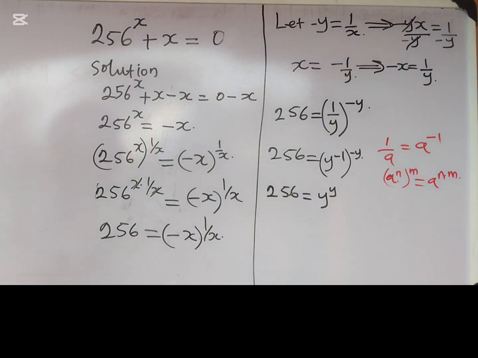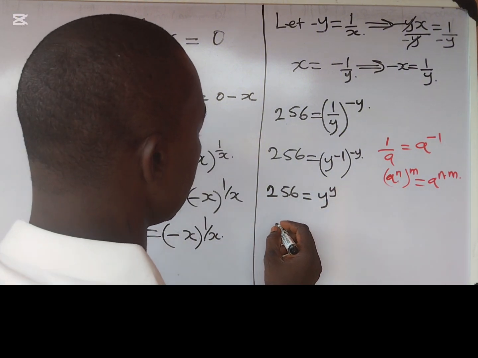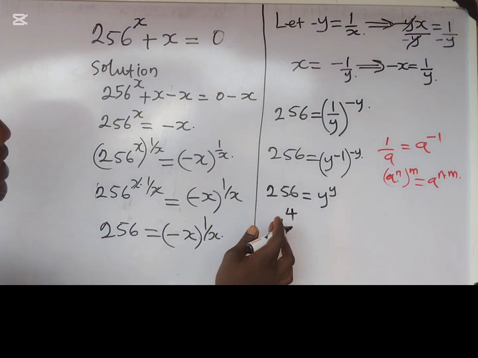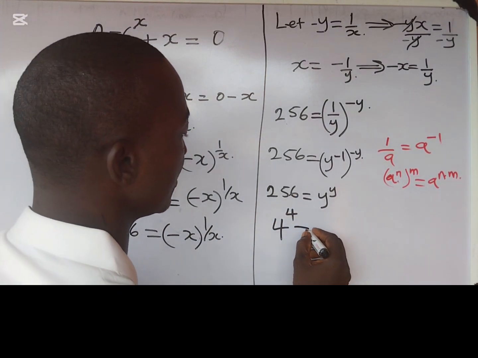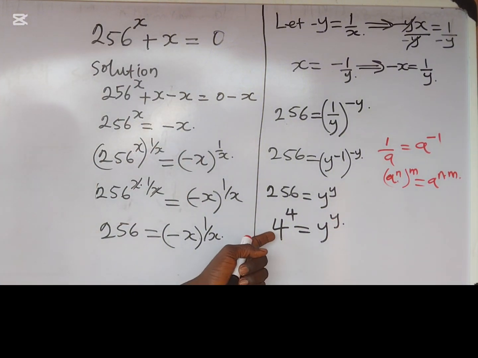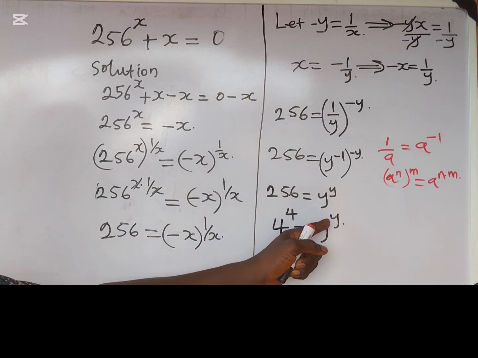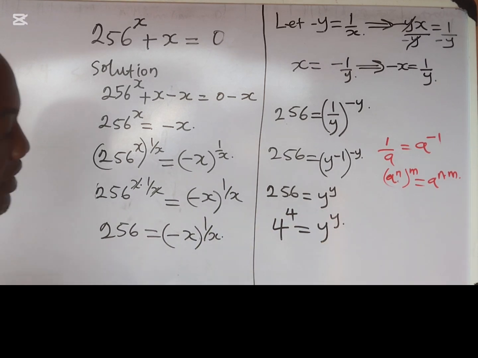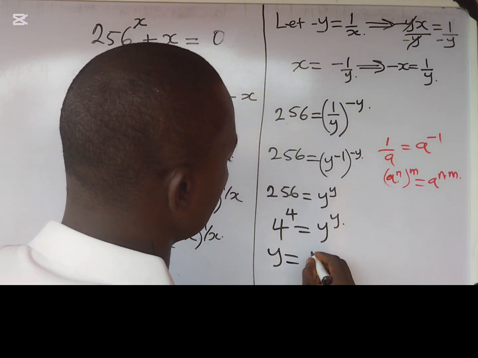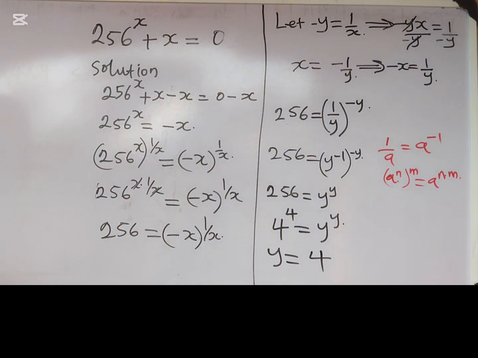But if you check, 256 is the same thing as 4 raised to the power of 4. So we can write this equation as 4 raised to the power of 4 is equal to y raised to the power of y. The base and the power are the same here, and the base and the power are the same here. So from this, we can say that y is equal to 4.